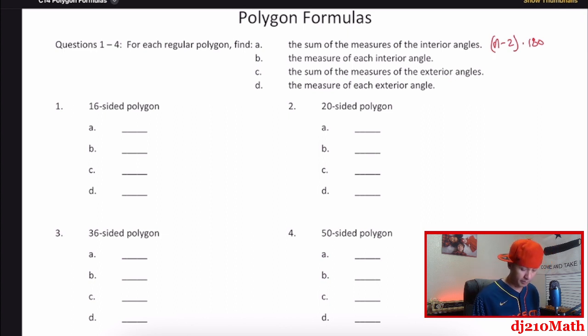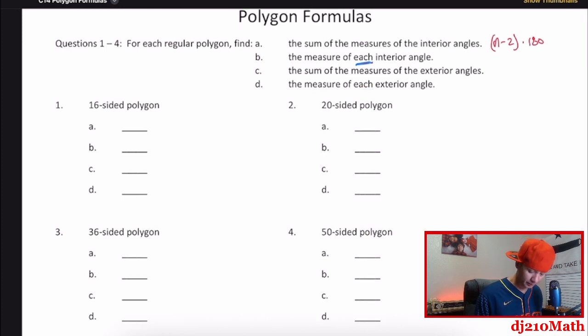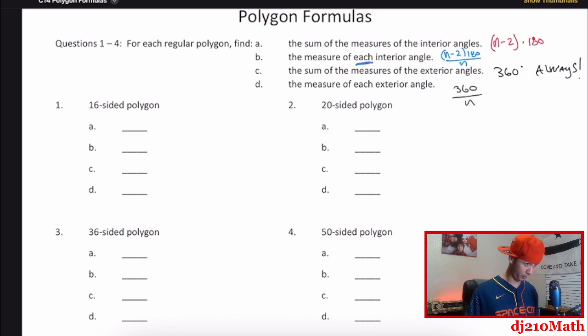All right, if I want the measure of each angle, it's going to be the exact same formula except divided by n. That's the only difference. So n minus 2 times 180 divided by n. And if I want the sum of the exterior angles, that's easy. It's always 360. No matter how many sides it has, it's always 360. And then each exterior angle will be 360 divided by n. So these are the four concepts that we're going to deal with.